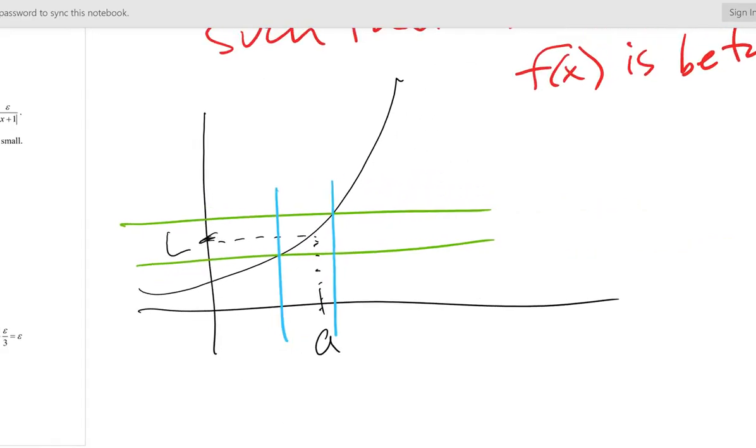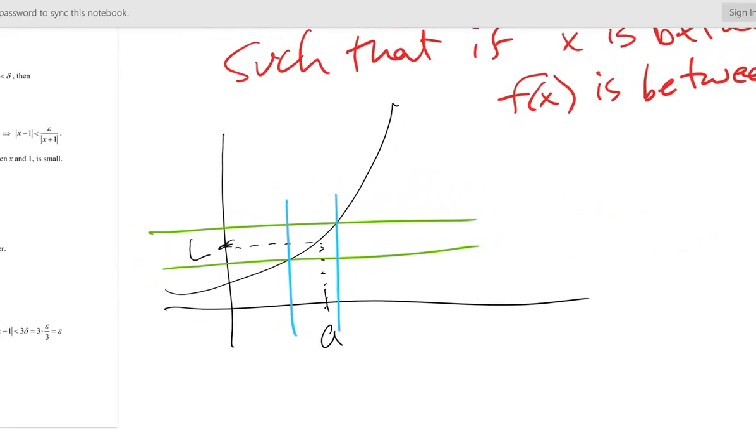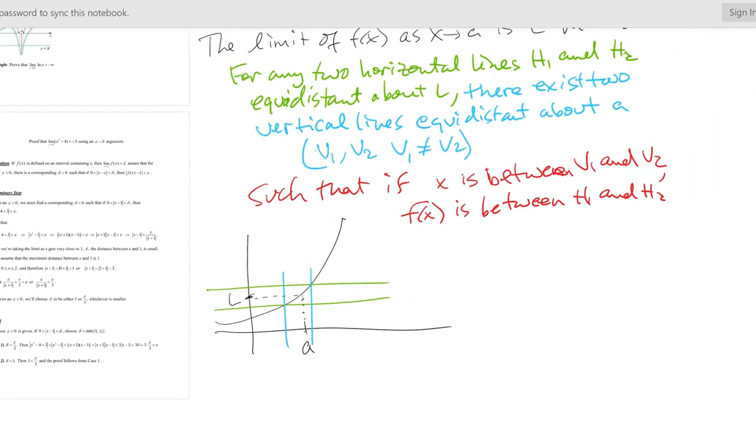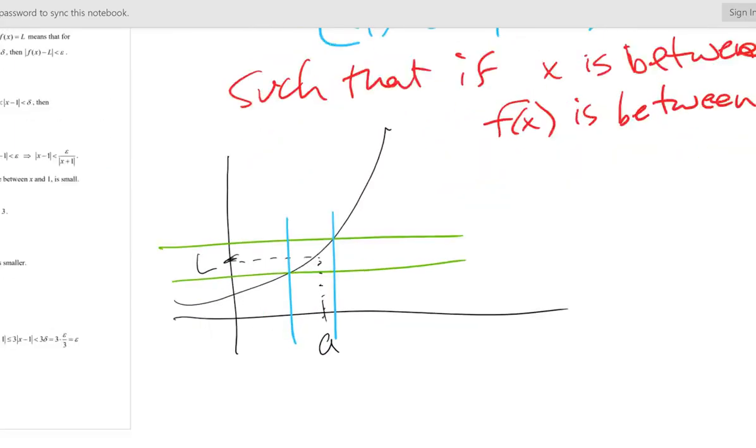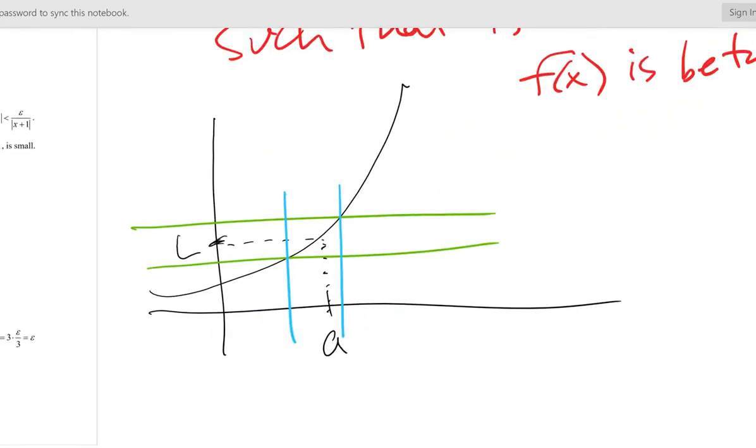There we go, around A. All right. Such that if we pick an X value in between the two vertical lines, here's X, then the f of X value lands between the two horizontal lines.